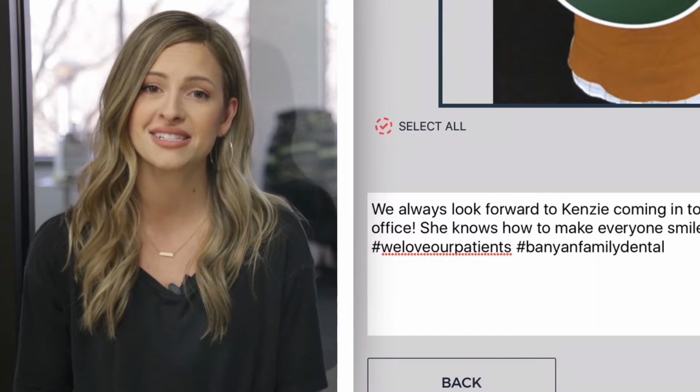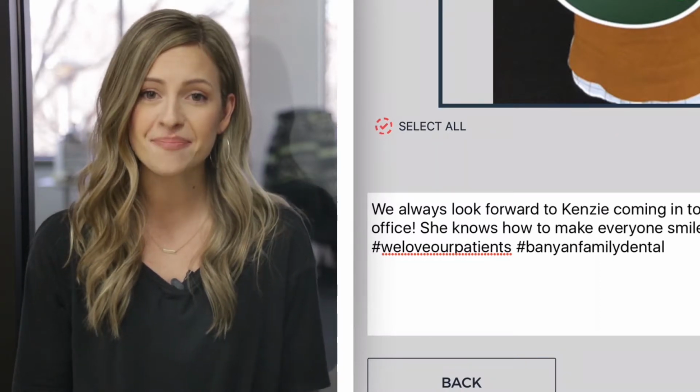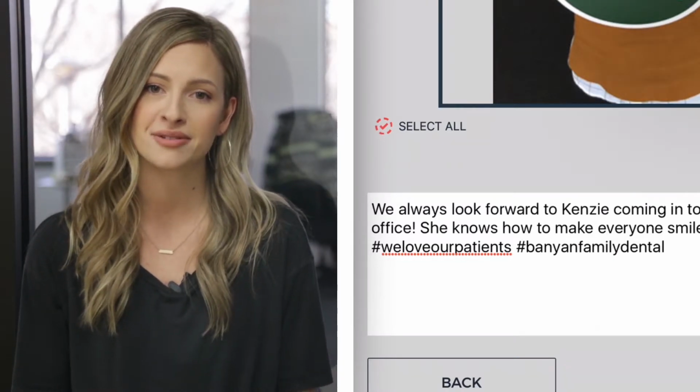Come up with a solid caption for each post. Write posts about specific patients or staff members. Mention them by name and write something unique about your relationship. Studies have shown that Facebook posts between 50 and 150 words receive 60% more interaction online.